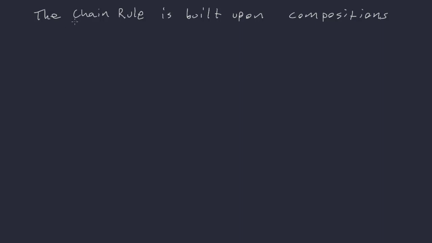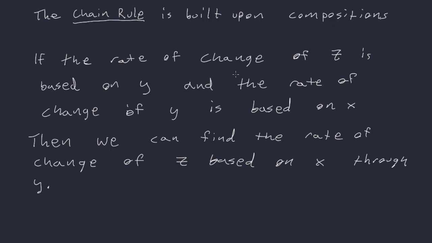Okay, so the chain rule, even though we use the product rule to kind of introduce the pattern, it's actually built more upon compositions. It's a lot more general than just, say, a product rule. So it's built on compositions, and what I mean by that is, if the rate of change of, let's say, z is based on y, and the rate of change of y is based on x, then we can find the rate of change of z based on x through y with the chain rule.